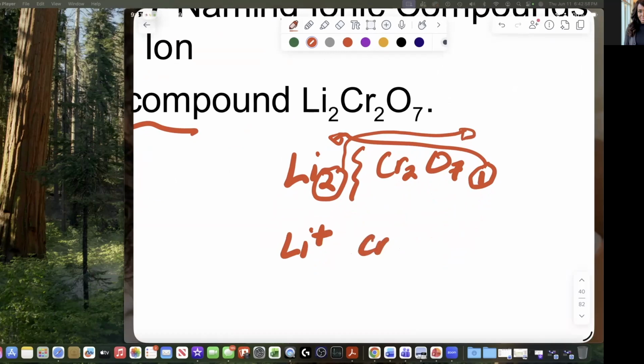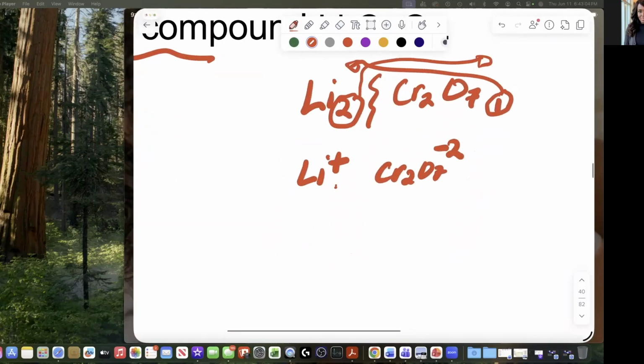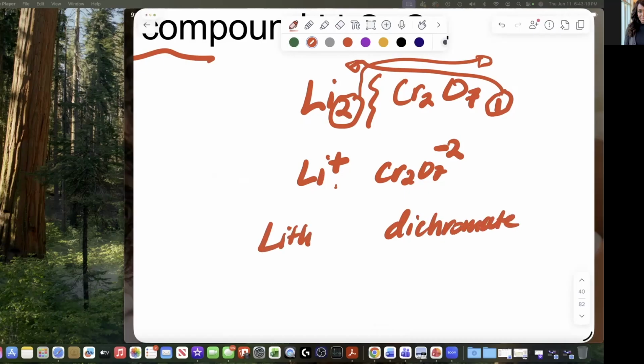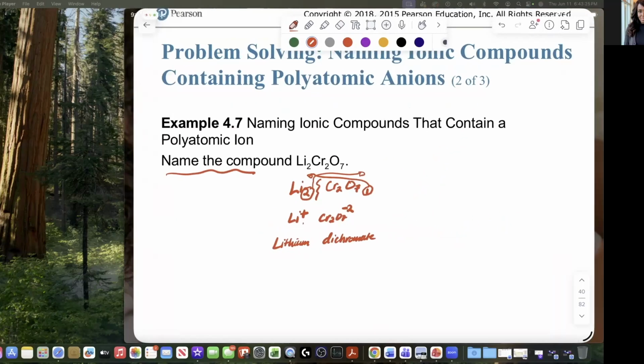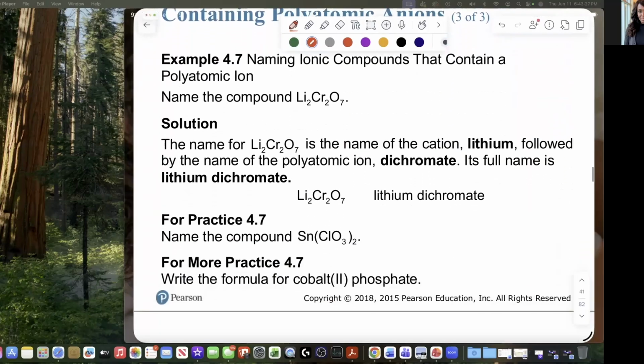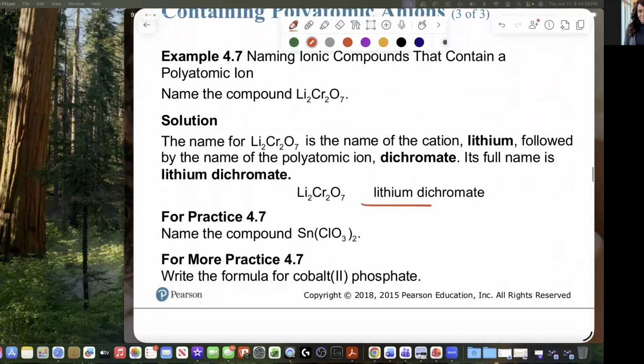But then Cr2O7, the 2 that was on here comes back up here as negative. So this is dichromate. And this right here is lithium. So lithium dichromate. Don't write lithium ion, right? It's lithium dichromate. Okay, and so we have the lithium dichromate.